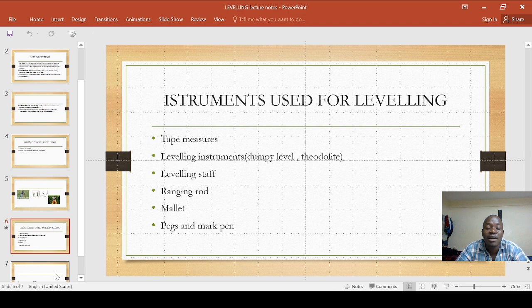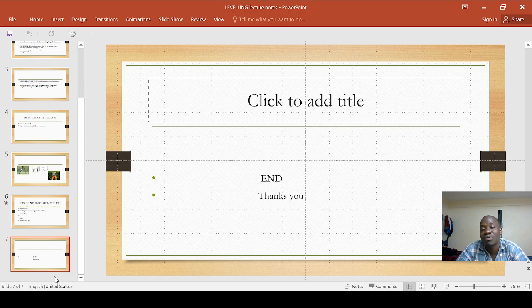We have the pegs. Pegs may be either wooden or metallic. Then we have the marker pen. The marker pen is used to mark the required heights or the required levels which have been obtained. That was all about it. Next, we are going to discuss more as we write the notes.